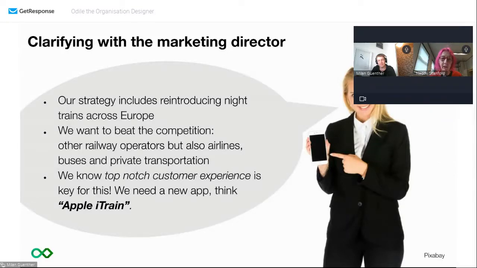Is it low-cost airlines? Is it Premier Airlines? And all of the answers to those types of questions have to feed into your design thinking, because they would be very different in their outcomes. And here you want top-notch customer experience.